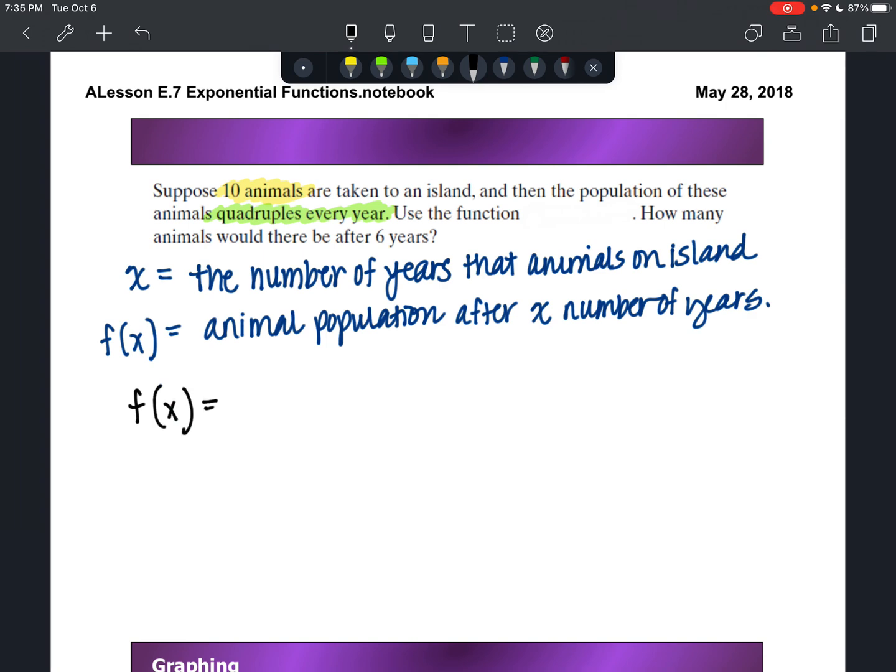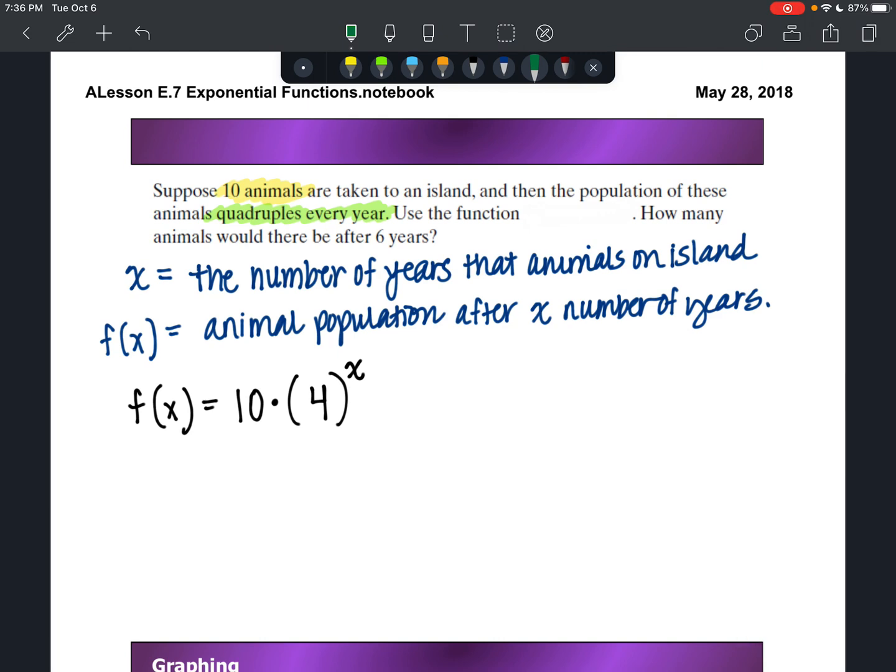f of x equals, our initial value is 10. And then our common ratio, that's our quadrupling, that's 4. And then raised to the x power. So that if x equals 0, they just got to the island, that would be an output of 10. Because remember, if I were to put a 0 in, we'd have 10 times 4 to the 0. Well, that would be 10 times 1, that would be 10. So that's how I check to make sure that I've got my exponent properly in my formula.